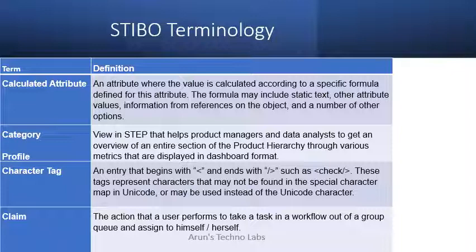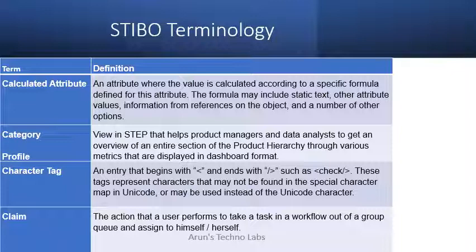Calculated attribute: the attribute where the value is calculated according to a specific formula. It can be a static text, a value from a reference object, or a number. Category profile: it's kind of a profile that helps product managers and data analysts get an overview of an entire section of the product hierarchy in various metrics, displayed in a database format.